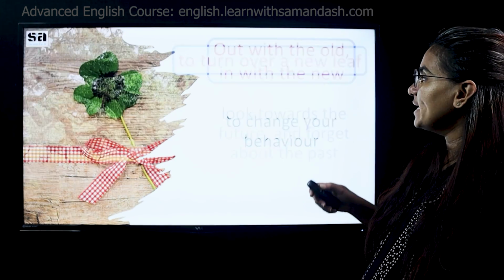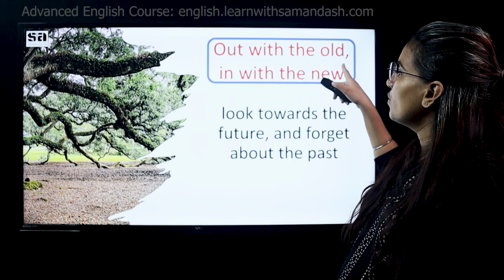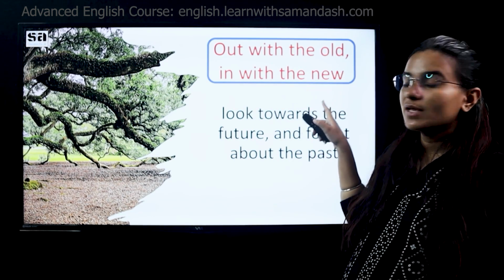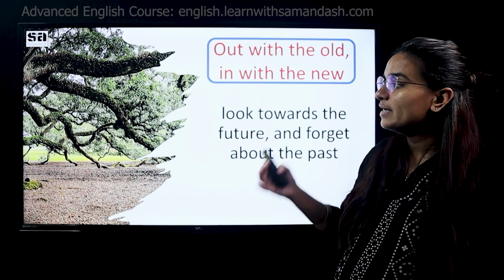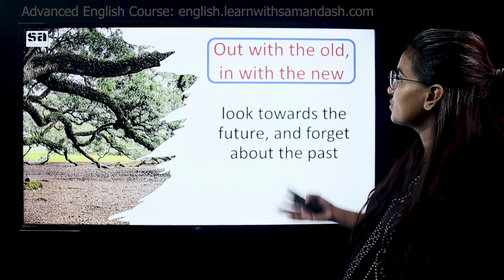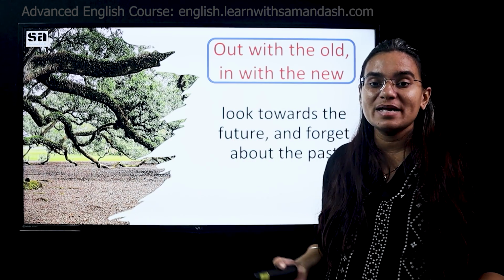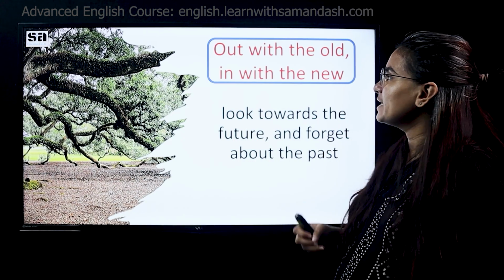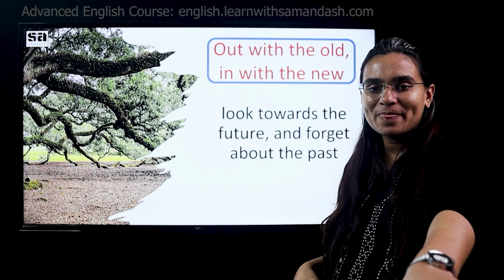And we have the last phrase on our screen, which is out with the old, in with the new. You can actually see this tree. It's a huge tree with a lot of colors in it. What we are trying to convey with this picture is that out with the old, in with the new is another way of wishing somebody Happy New Year. You can simply say, out with the old, in with the new, Happy New Year.